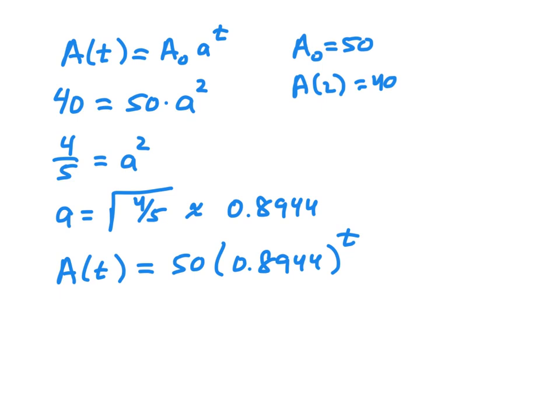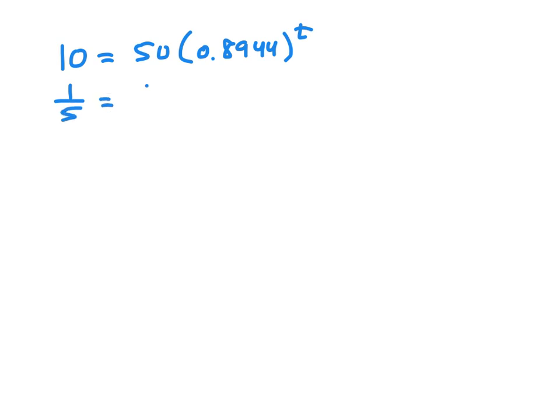What we want is to find the value of t where A of t is equal to 10. This will give us our time after the initial dose in which we need to re-administer the medicine. And so we'll substitute 10 into this equation for A of t and solve for t. So we obtain 10 equals 50 times 0.8944 raised to the t power. We divide both sides by 50, and we'll end up with 10 over 50, or 1/5, will be 0.8944 to the t.